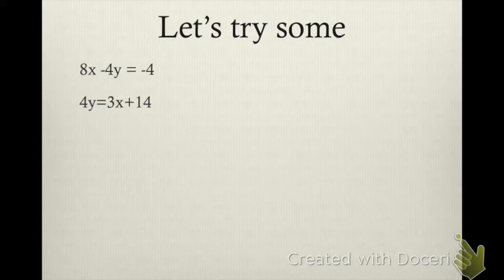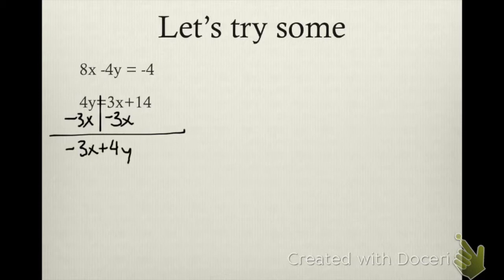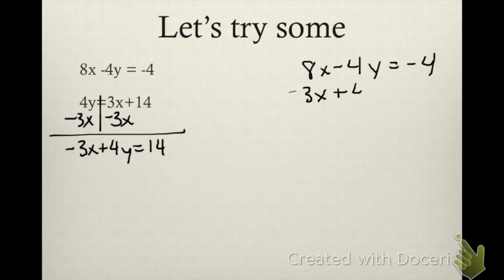The next one, so all of them so far, my variables have lined up. This one, my variables don't. I need my x and my y to be on the same side and my x's to come first. So if I rearrange this, so my x and y are on the same side and x comes first, I would subtract 3x from both sides. And that would be like saying negative 3x plus 4y equals 14. So my system of equations is 8x minus 4y equals negative 4, negative 3x plus 4y equals 14.